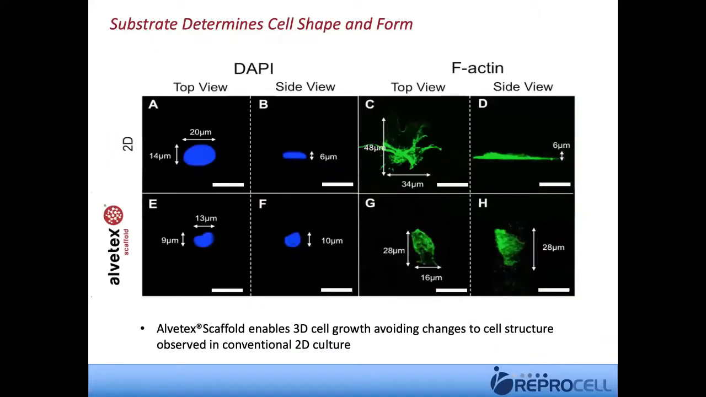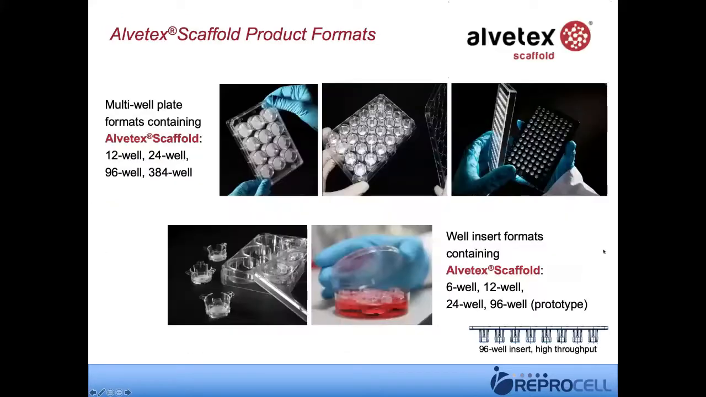So let's just have a quick look at how cells behave in the material. So the question is, does the material prevent that shape change that we see in 2D culture, as I've described? So this top line here shows how a cell flattens. We can see that very clearly in side view in the 2D situation, and the nucleus as well flattens, whereas in the Alvetex material, the same cell type does not change shape and retains a three-dimensional structure.